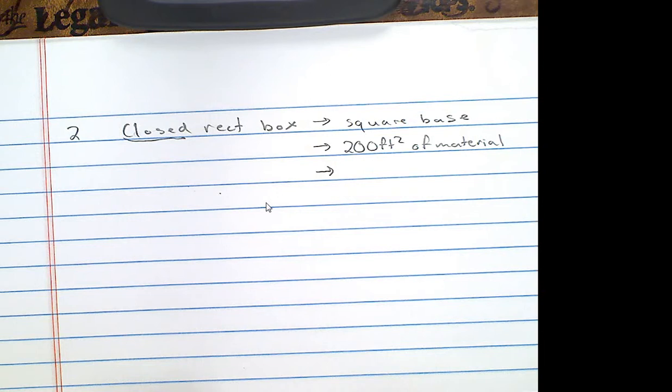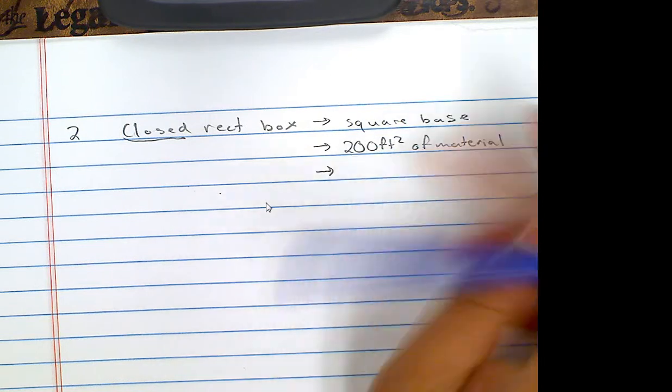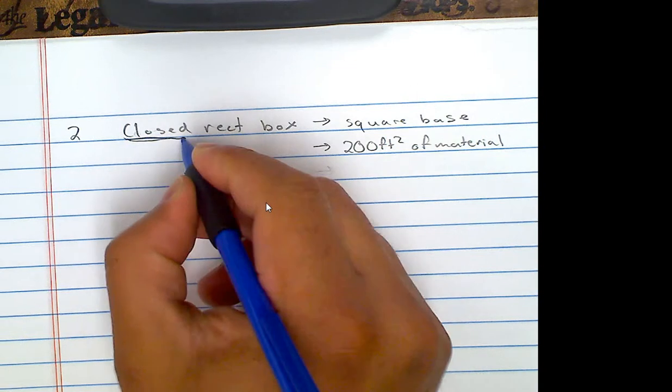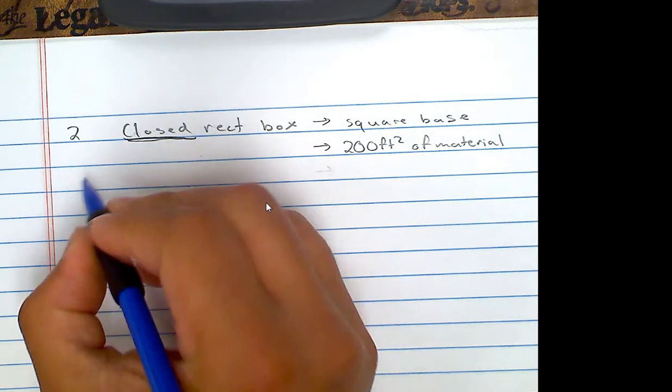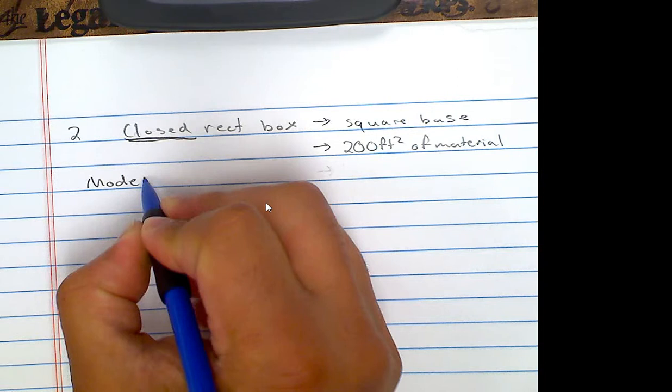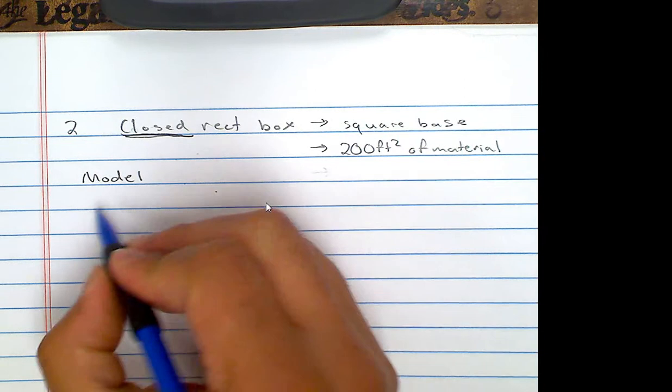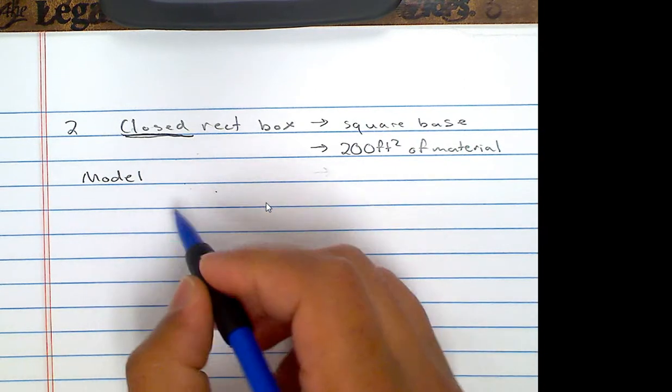So this one will have no partitions. There are no partitions here. It's a closed rectangular box. So what we need is a model. A model right here. So our model is going to be a closed rectangular box with a square base.